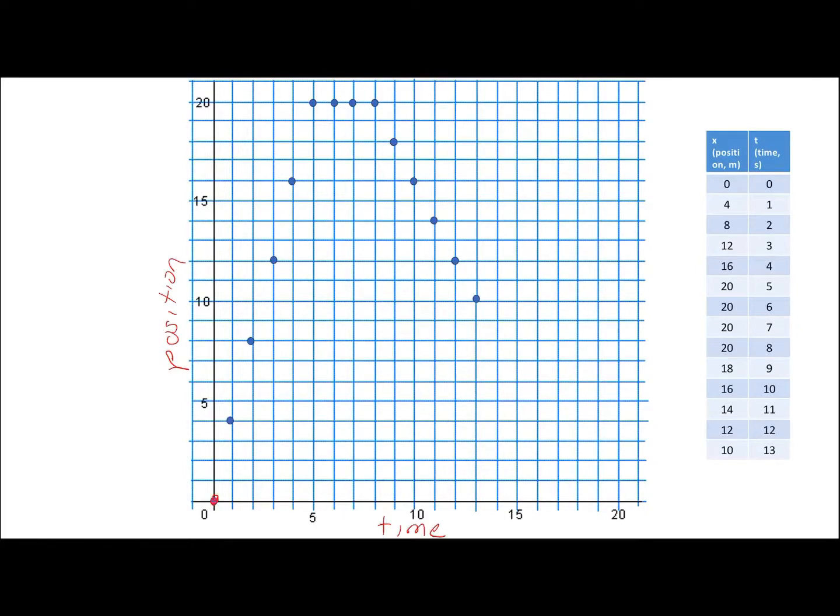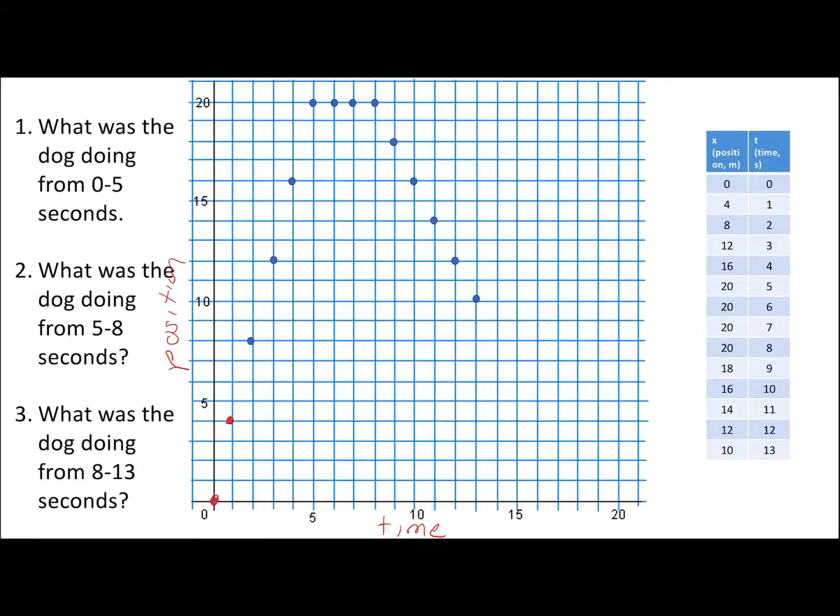We start at 0, 0. At 1 second later, we are at 4, and then the rest of our data is also shown here. Think about what this graph alone, even if I don't have the table, tells us. What are we doing from 0 to 5 seconds? Well, we seem to have a commonality. It's going to be the best straight line I got. Amongst these points, we have a pretty straight slope going on.